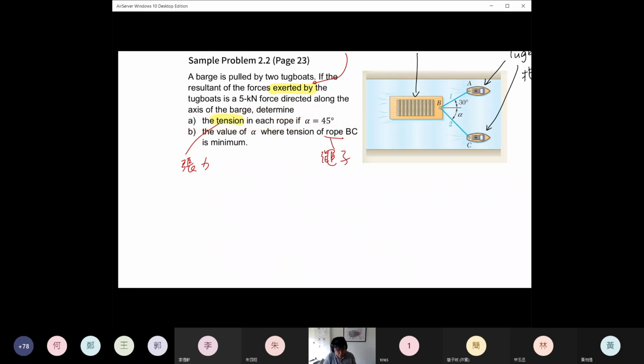So we determine the tension in each rope if alpha equals 45 degrees. Alpha is 45 degrees. So we first need the tension in each rope. We have two ropes, so we have two unknowns. So we first write it like this.